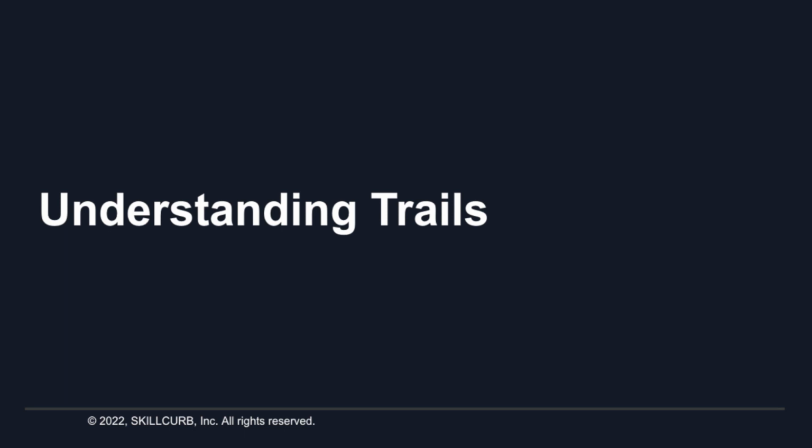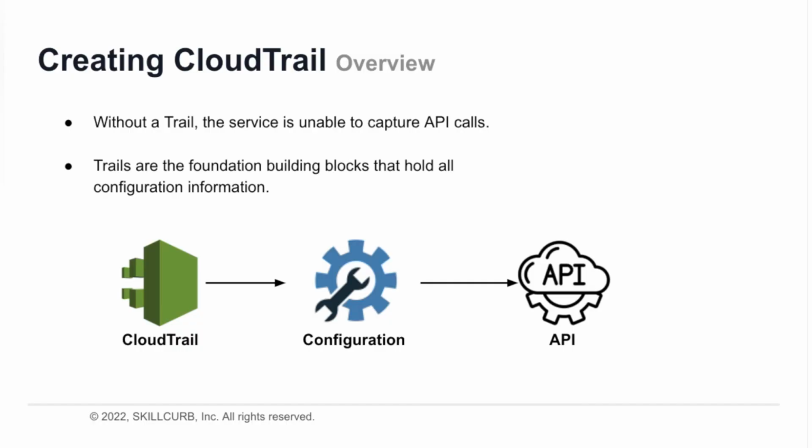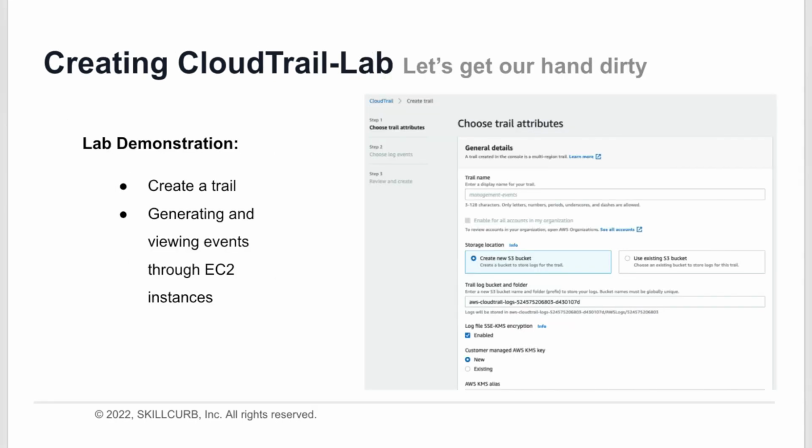Understanding trails. Let's see what we have already learned about trails. Without a trail, the service is unable to capture API calls. We have also learned that these trails are foundation building blocks that hold all the configuration information. In this lab demonstration, we will be creating a trail and then generating and viewing events through EC2 instances. So let's go on and implement that together.